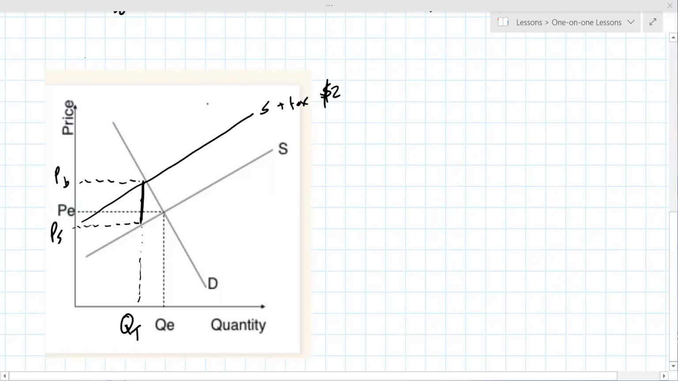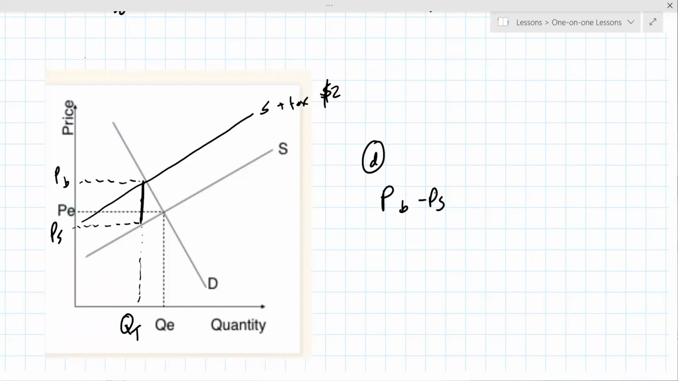Using the labeling on your graph, explain how to calculate the total tax revenue collected by the government. So that's this rectangle here. It's the height of the rectangle, which is PB minus PS, times QT. That makes more sense.